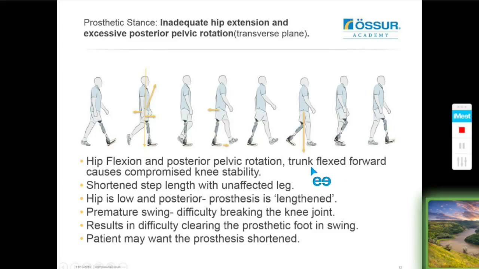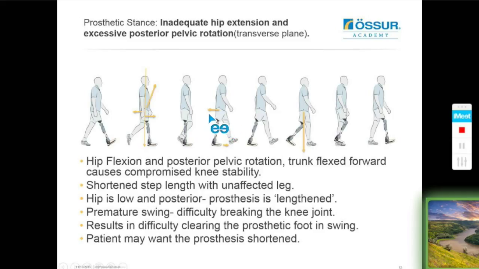So firstly, when we have hip flexion and a posterior pelvic rotation in that direction, we will usually have a flexed trunk as well. We have flexion of the stump, and so our weight line falls down behind the knee joint and we have compromised knee stability. We will have a hip joint that is low and posterior to the prosthesis, as we can see here. And so the prosthesis will be effectively lengthened for the amputee. Therefore, they will only be able to take a shortened step with the intact leg.